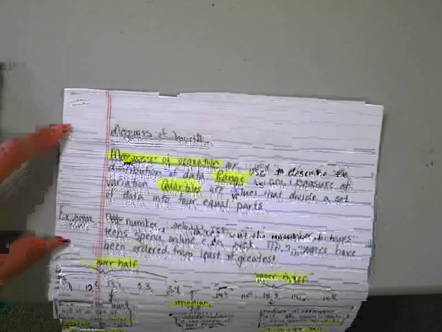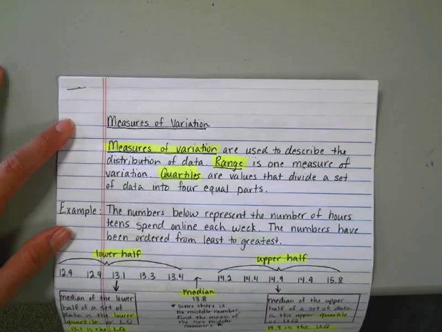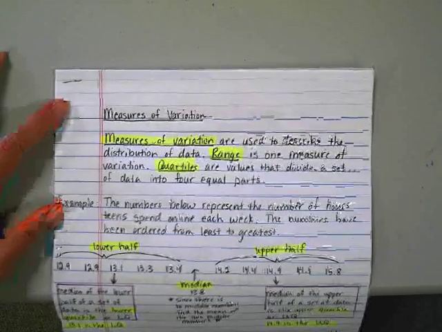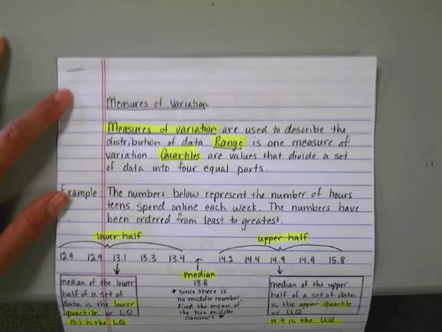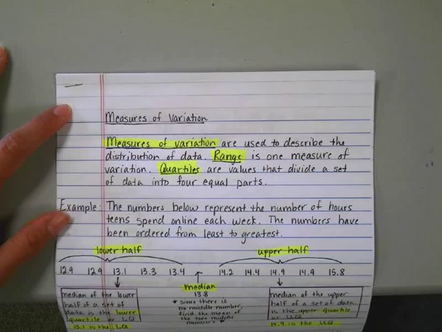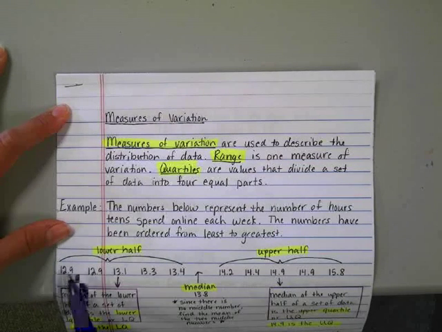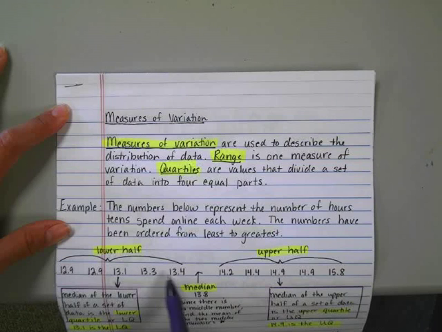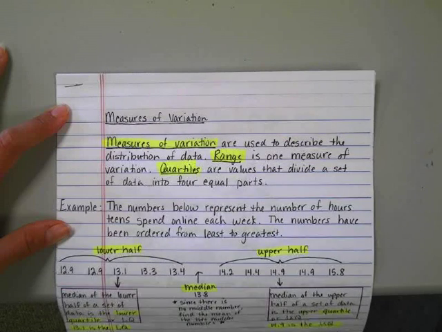So let's look at an example of how we find measures of variation and what measures of variation really mean. So the numbers below represent the number of hours teens spend online each week. The numbers have been ordered from least to greatest. So you can see that we have a set of numbers that are ordered from least to greatest. We've divided the numbers into the lower half and the upper half.